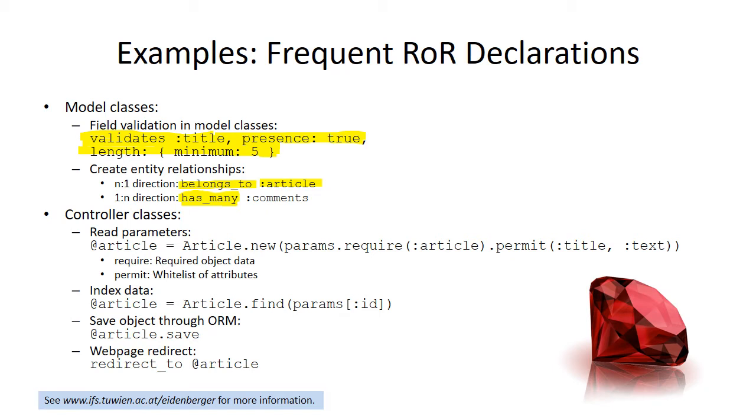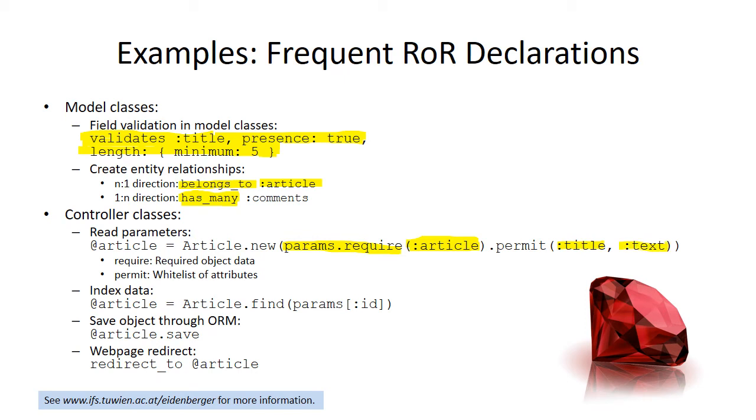Okay, what can be done in the controller classes in terms of automatic declarations? You can, for example, here for the class article in the new function, which means we would create a view, we can define that in the params, in the parameters, we require that there is an article object. And for this article object, we allow it to have a title and a text.